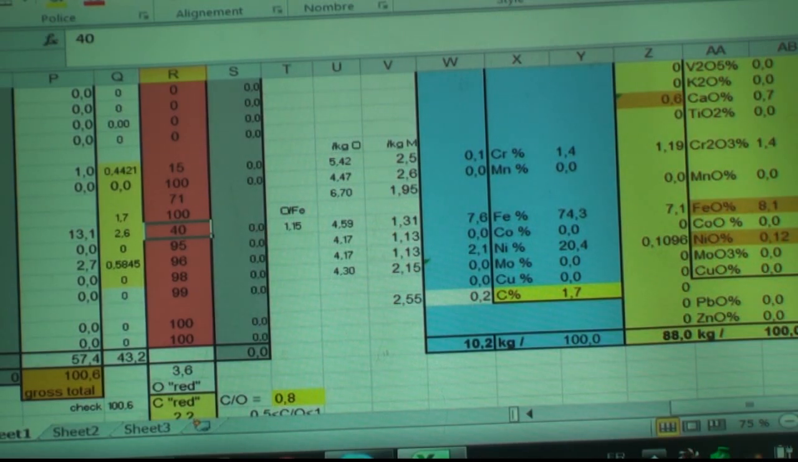So when you calculate for a case, you also adjust the reduction yield to meet the customer's requirements.